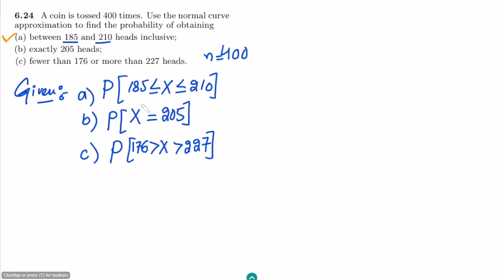Okay, and it is clear that for it we have to use the probability table, but for that we have to find out the values of Z. So here, to find the values of Z, we know that Z is equal to X minus mu divided by sigma, where mu is the mean value and sigma is the standard deviation.